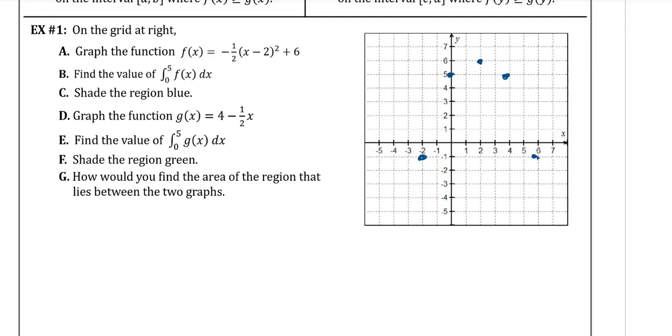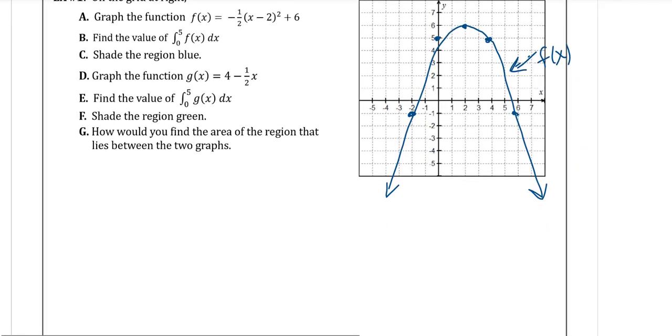All right, let's see. Okay, that's not too bad. There's my parabola. That's my f of x. And now I'm asked to find the value from 0 to 5 of f of x. So that's what I'll do next. So let me just zoom out here just a little so we can see the graph and work at the same time.